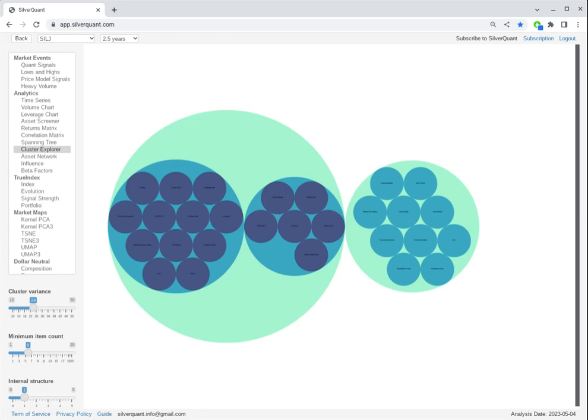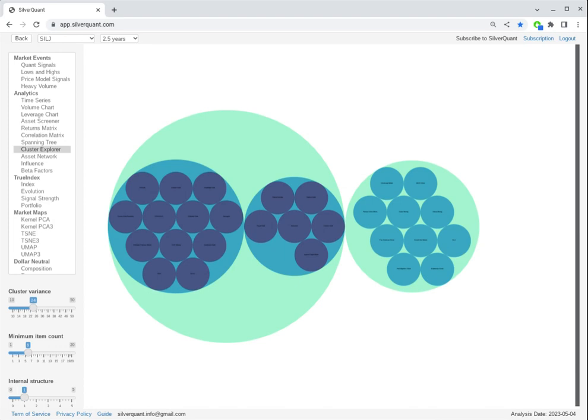I am the creator of SilverQuant. SilverQuant is the website dedicated to the algorithmic analysis of the entire precious metals mining sector. Today I'd like to give you a quick walkthrough of one of the many different analyses that we have available here at SilverQuant. This one is called the Cluster Explorer.